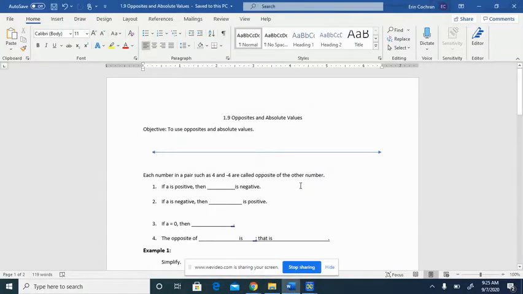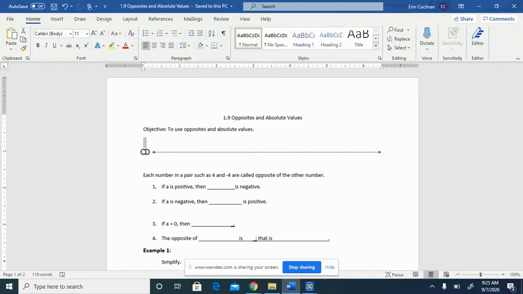All right, good morning. We're going to talk about 1.9, opposites and absolute values. The objective is to use opposites and absolute values to simplify or to find answers here.